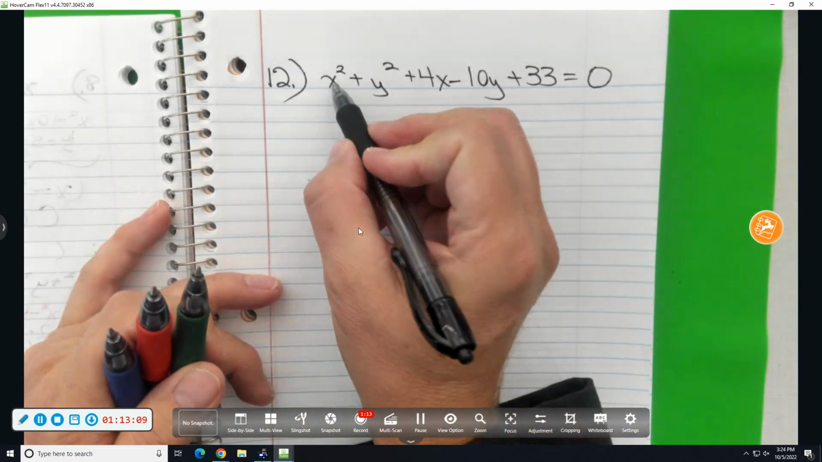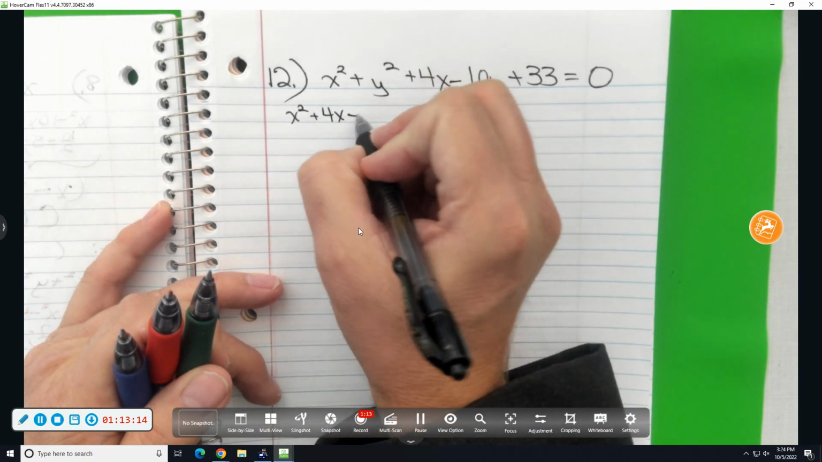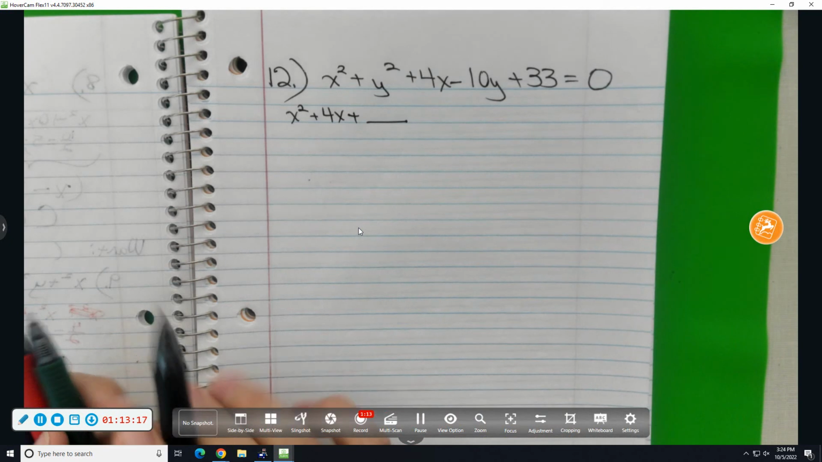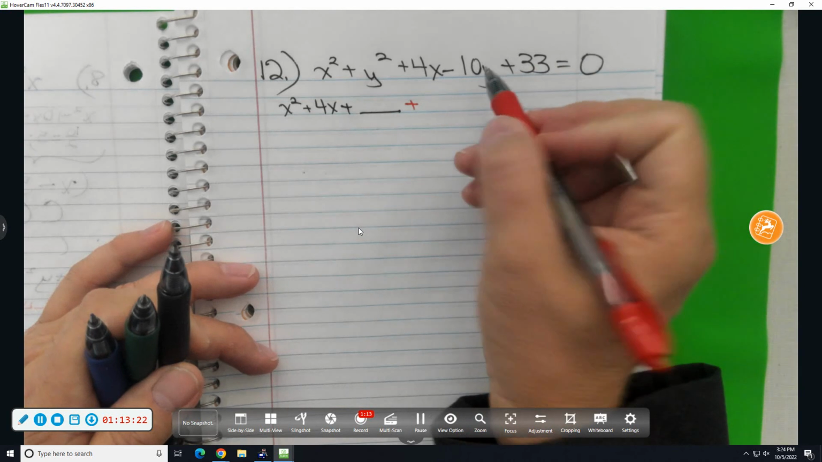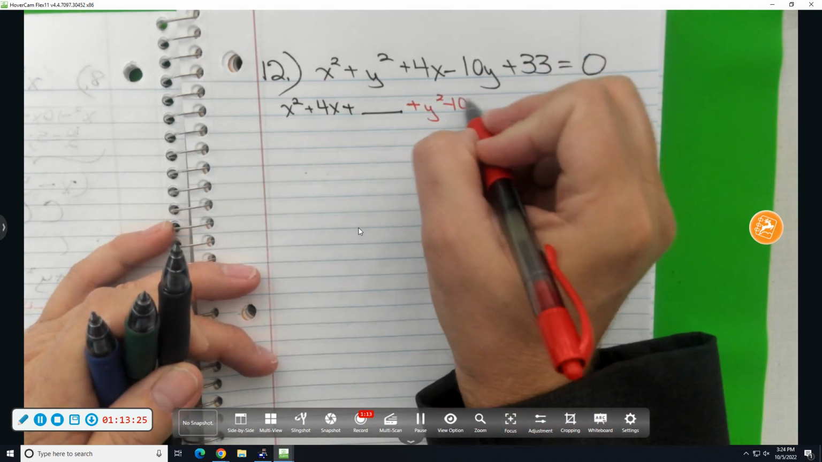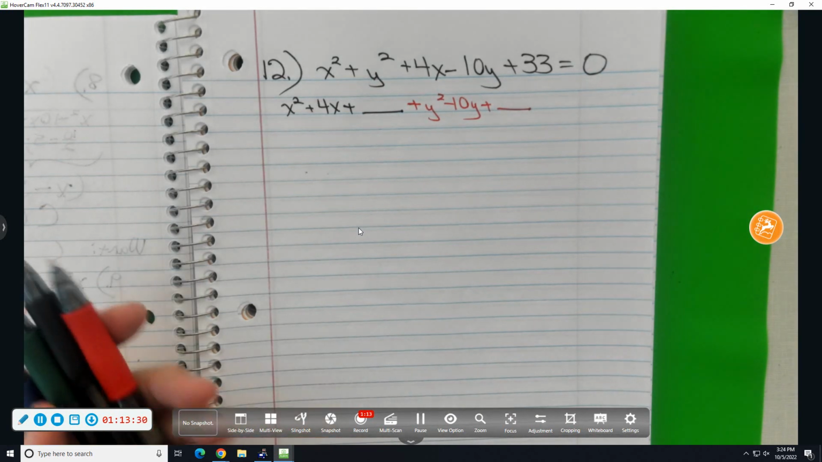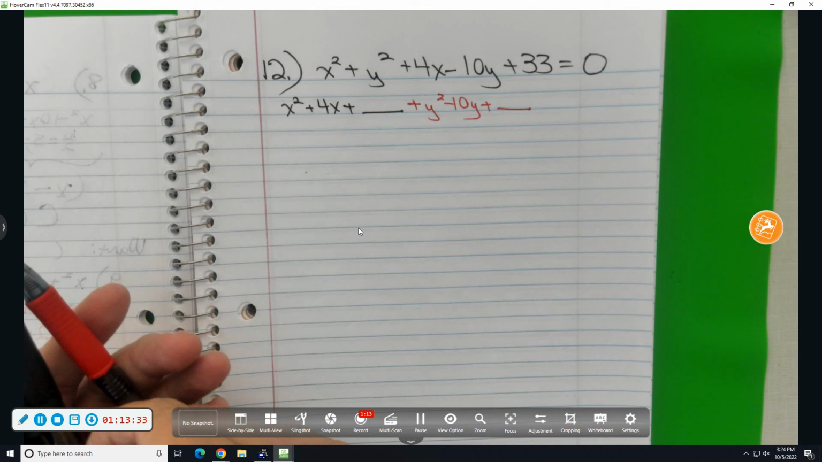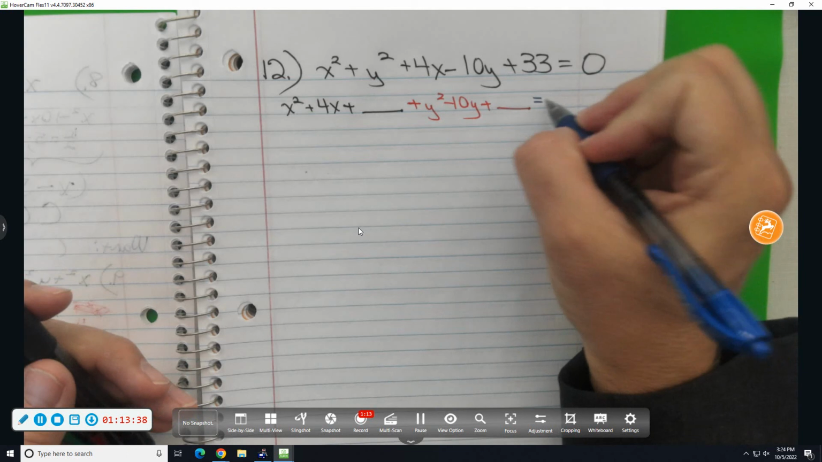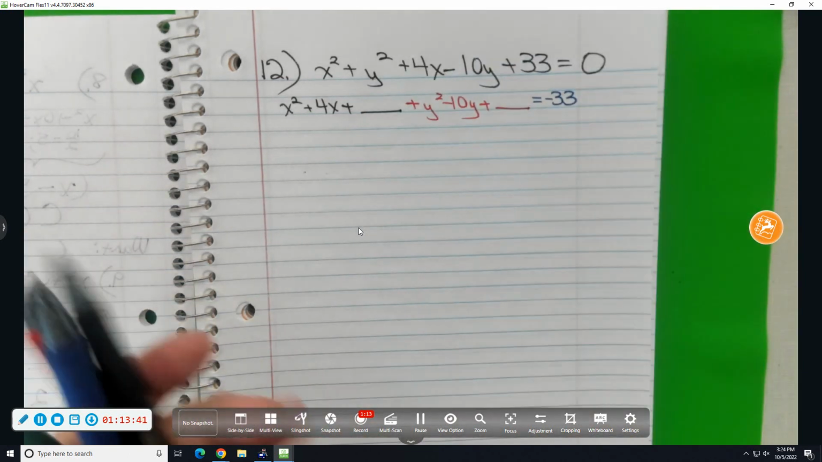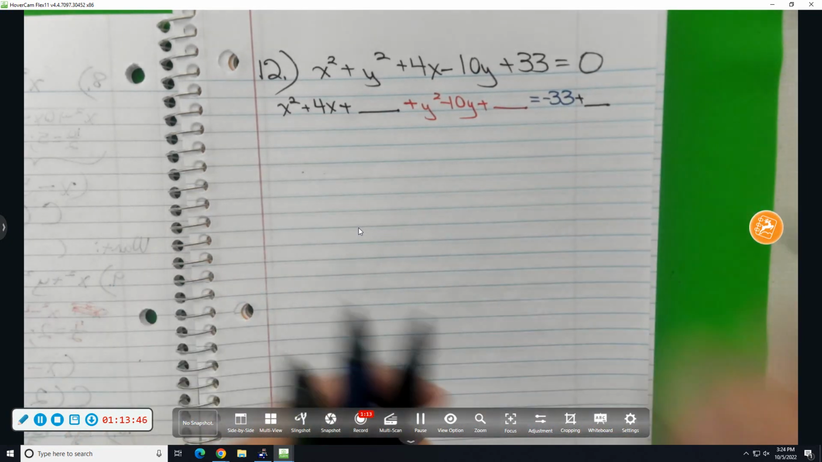So at least we're not going to have to divide 3 by anything. We'll group our x terms together. X squared plus 4x plus, skip some space. And then we'll group our y terms, y squared minus 10y plus, skip some space. What's going to happen to that 33? It moves over and becomes a negative 33. And we still have to add in that black blank and the red blank.